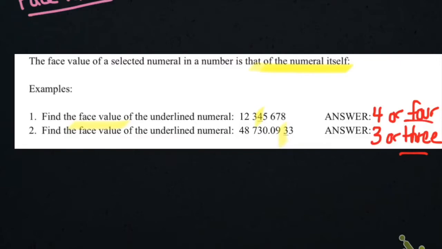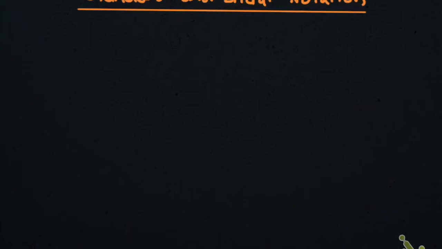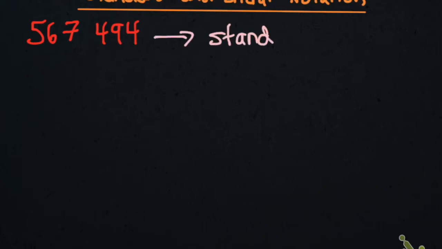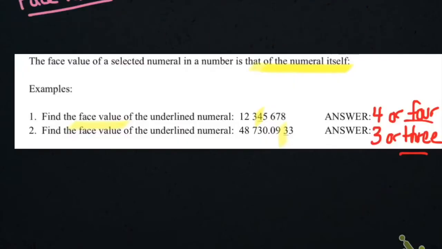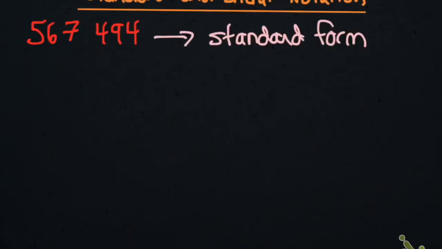Okay, which leads us to our next slide, which we call standard and literal notation. So I'm just going to give you a number. We'll say 567,494. The way that it is written right now, as you see it, this is called standard form. It's exactly as you see it. Standard form, standard notation, it's all the same. It's standard. But remember in the last slide when I told you it would be better if you wrote down the word of the number?